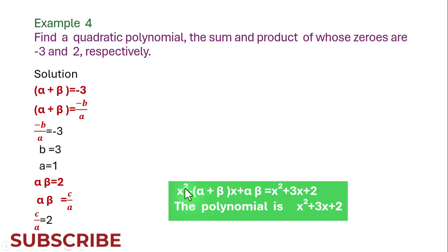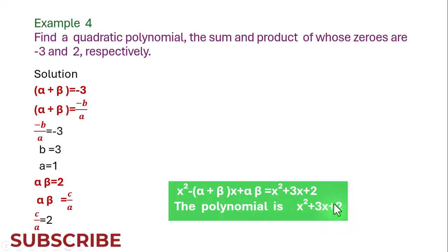The standard form is x square minus alpha plus beta x plus alpha beta, which is equal to x square minus minus 3 x. Here, minus into minus gives plus, so plus 3x. Alpha plus beta is equal to minus 3, and alpha into beta is equal to 2. The polynomial is x square plus 3x plus 2.